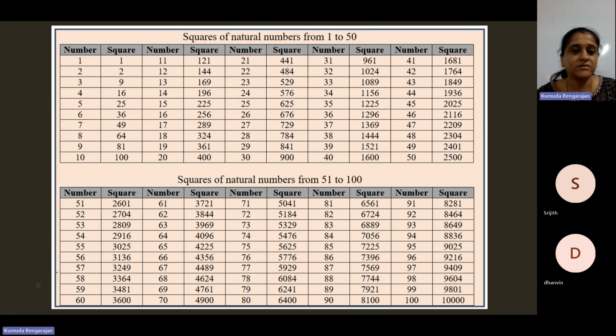The questions can be only of two types. Either I'll ask you, what is the square root of 784? Or I'll ask you, what is the square of 37? 1369. What is the square root of 2209? 47. What is the square of 5? 25. What is the square root of 225? 15.